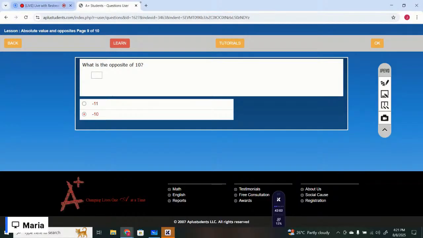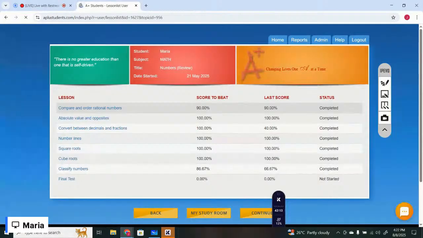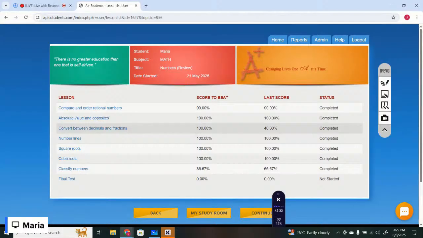Okay, you can complete the lesson by yourself later today. Let me just move on to the next lesson, which is convert between decimals and fractions.